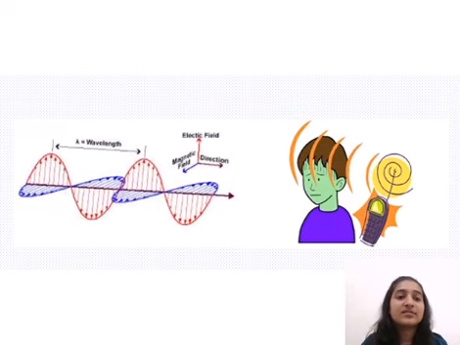Here we can see the electromagnetic wave. This is the distance between the crest and trough, we call it as wavelength. Here we can see the direction of electric field and magnetic field. They are perpendicular to each other.